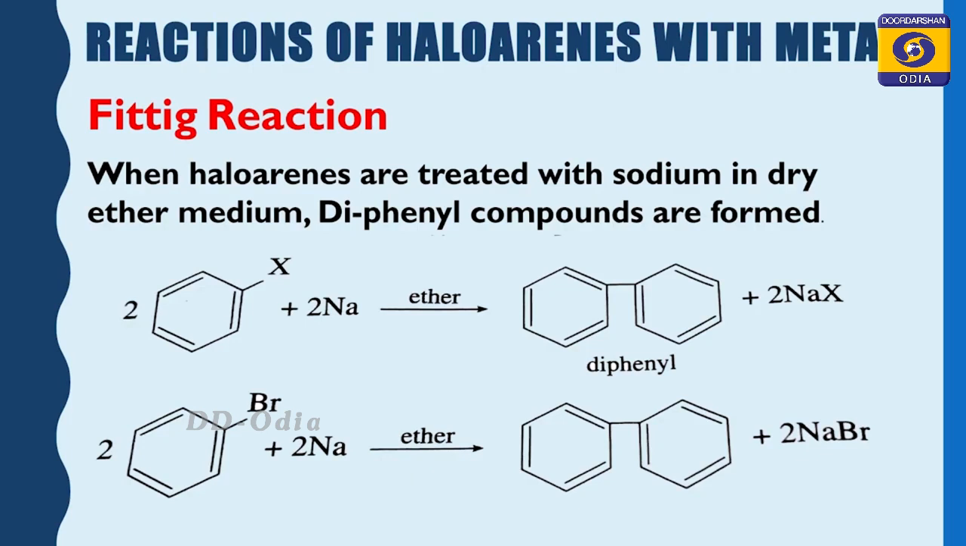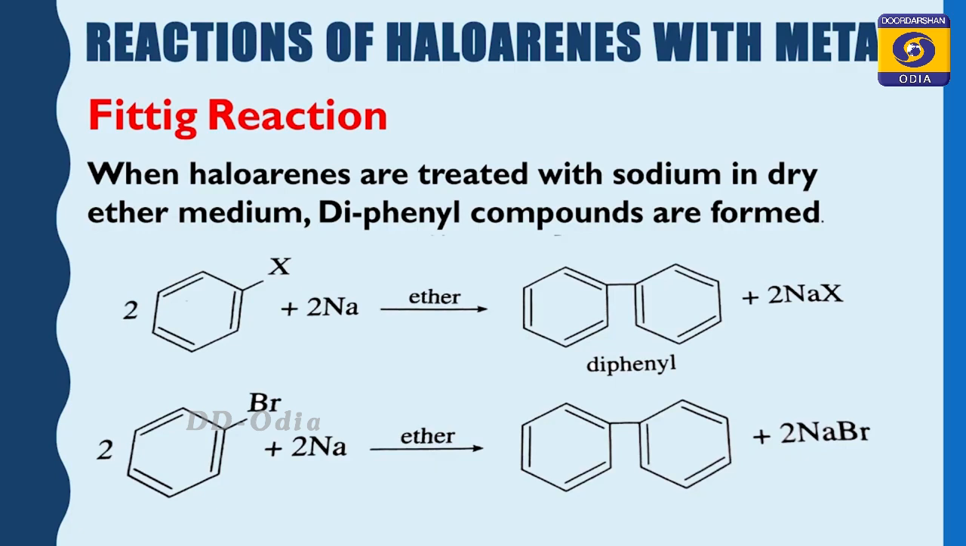So, whenever aryl halide or haloarene is treated with sodium in a dry ether medium, two phenyl groups combine with each other to form the diphenyl compound. You may see the structure: suppose it is C6H5Br and it reacts with sodium metal in ether medium, then the product is diphenyl along with sodium bromide. So, this is about the Fittig reaction.